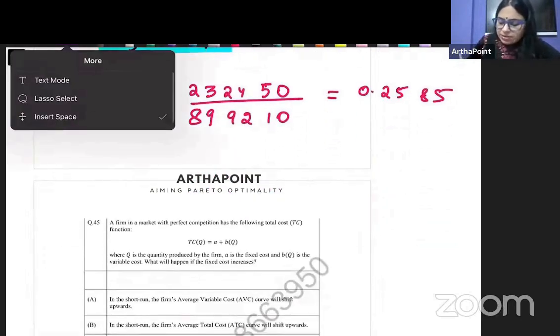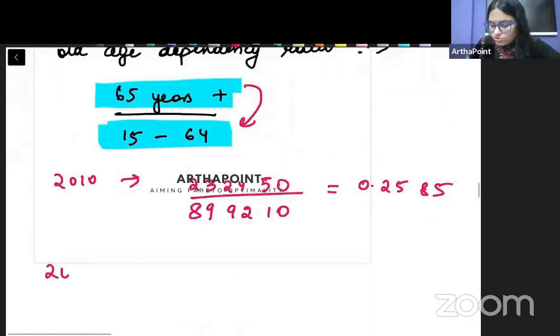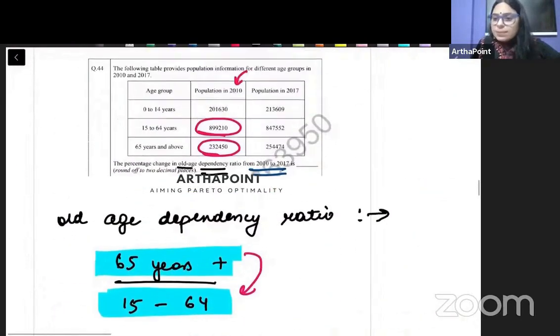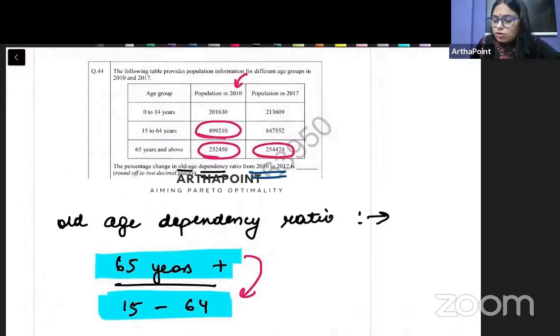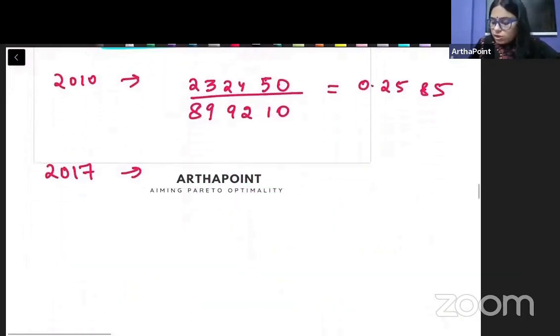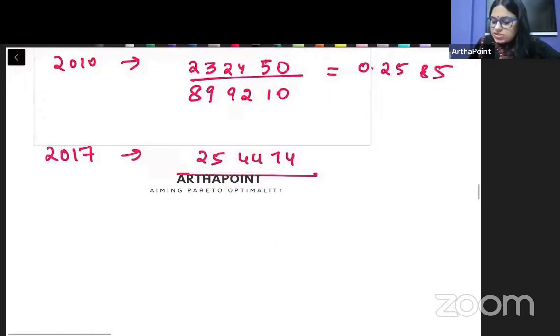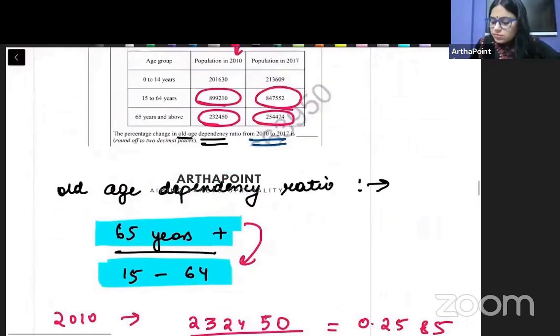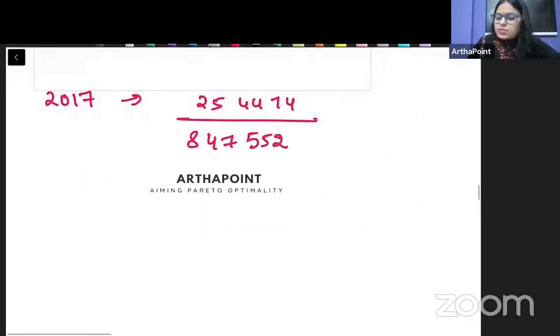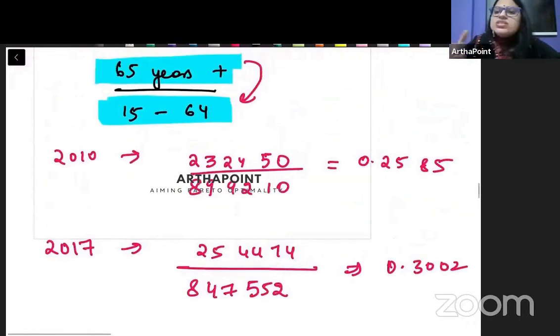Now tell me about 2017. What happens in 2017? Who are the people who are above 65? 254474. And who are the people who are independent? How many people are these? 847552. If you solve this, you will get 0.3002. So for both years, 2010 and 2017, I have gone ahead and found out the old age dependency ratio.